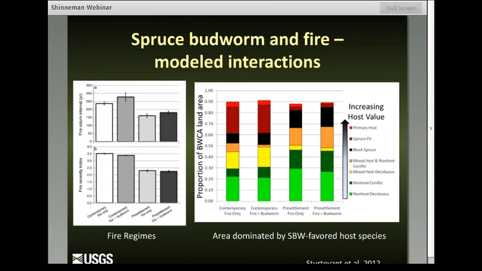And so the graph at right really shows that. It shows these changing percentages of the landscape for each of the various major forest types, and they're defined by their host value, with the primary host values being higher up on each bar. And you can see the differences in patterns between these different fire and budworm scenarios. So effectively, budworm increased the area burned during outbreaks on a short-term level, but over the long term, it actually decreased the overall area burned and often decreased severity, as the interactions with fire resulted in much less balsam fir on the landscape.